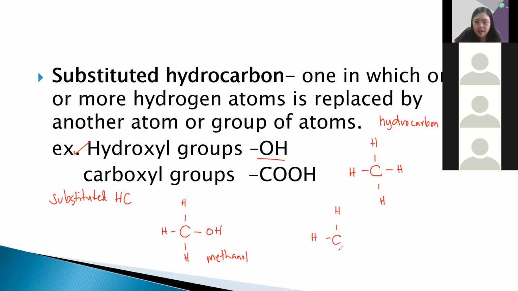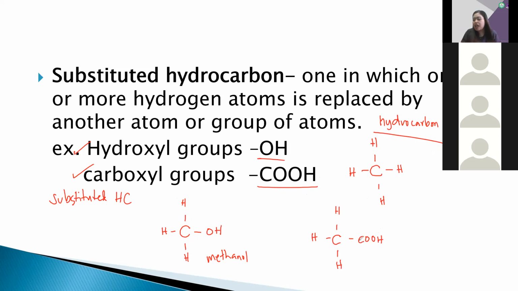Okay? Or you can also have C, H, and instead of the hydrogen, you can also replace it with a carboxyl group. We call COOH the carboxyl group. So you will have COOH here. So hindi na siya totally hydrocarbon lang talaga. Though you can see hydrogen and carbon lang gihapon, no? Pero substituted. One hydrogen is substituted by another group of atoms na.